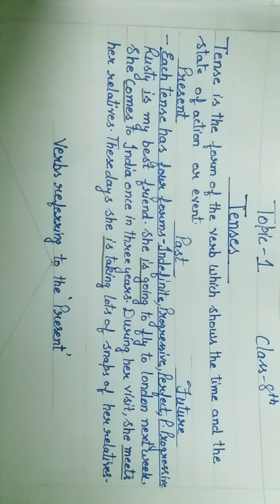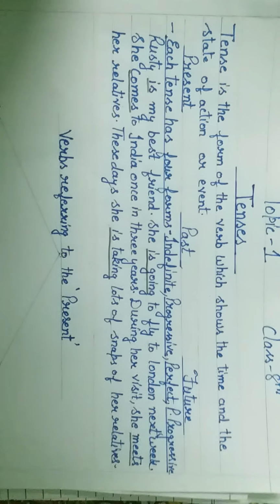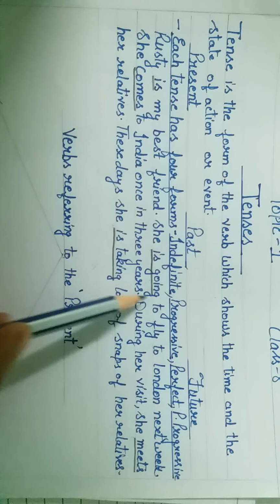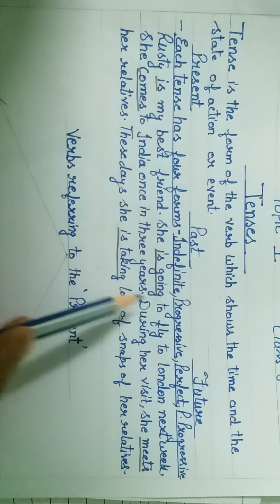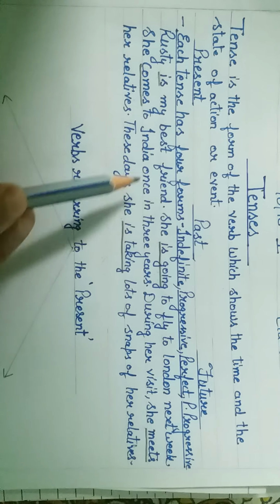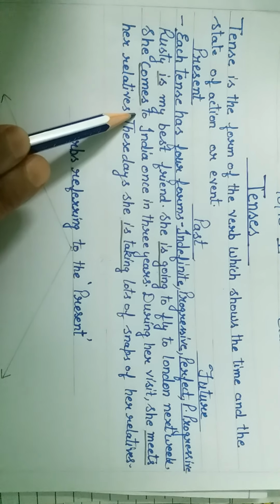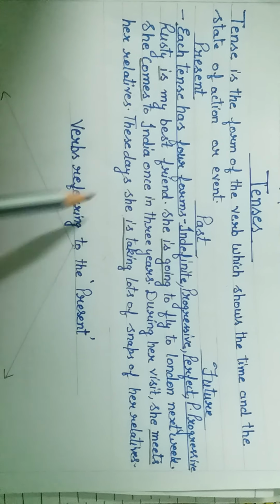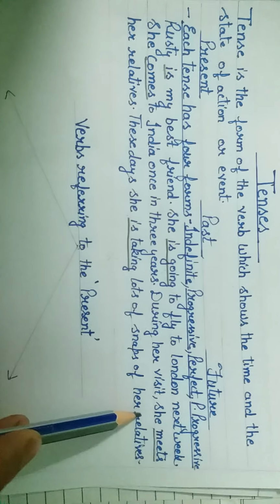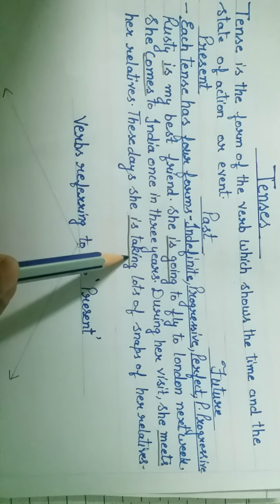But these verbs are of different forms. For example, is going, is taking. It is in present continuous form. It is present continuous tense. And meets and comes, this is present indefinite, simple present tense. Although they are talking about the present, the tense form is different. One is present simple and this is present continuous.